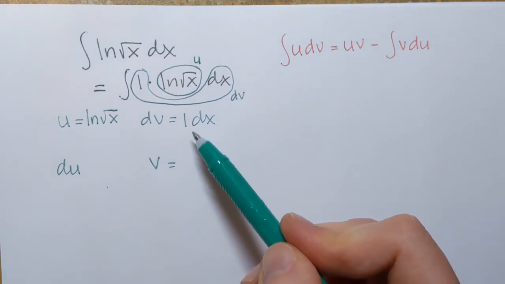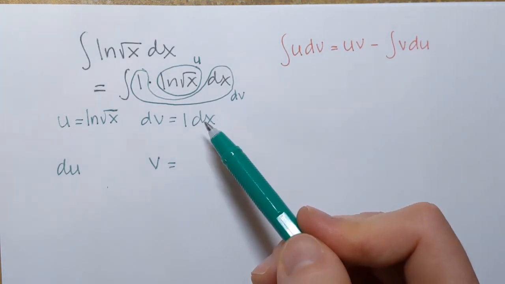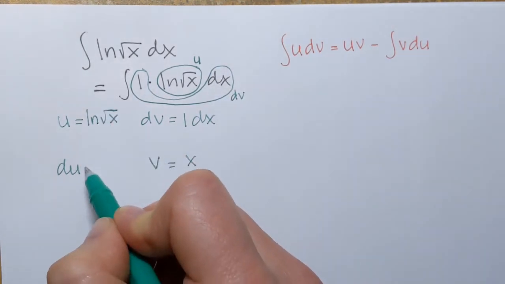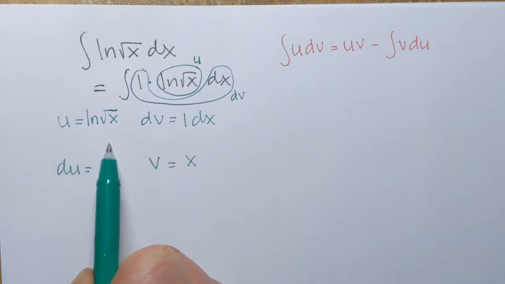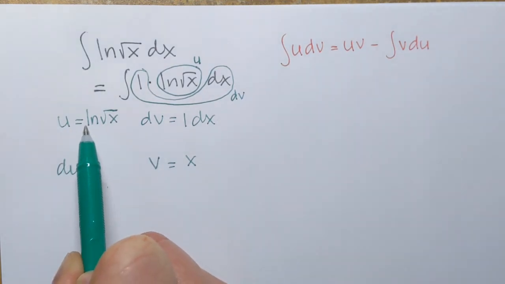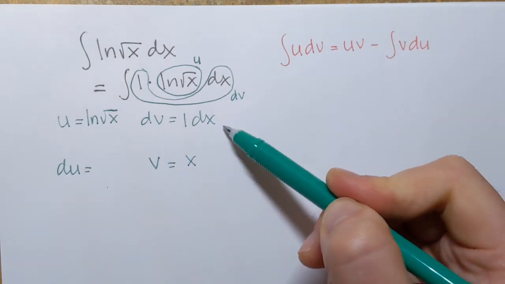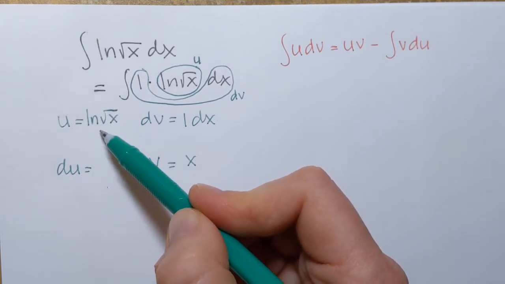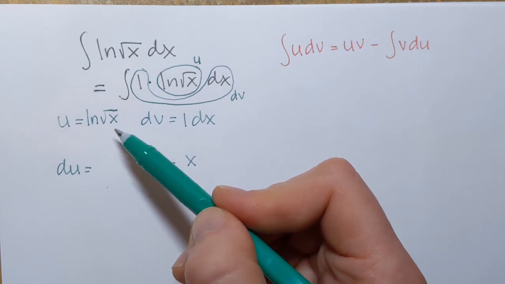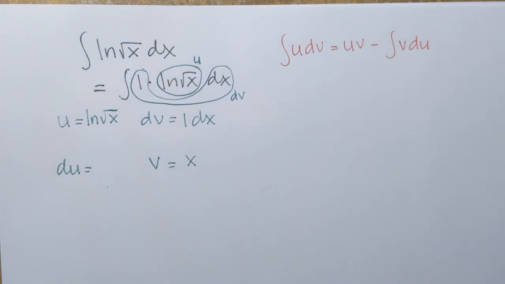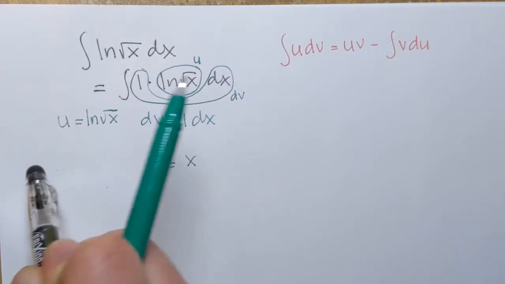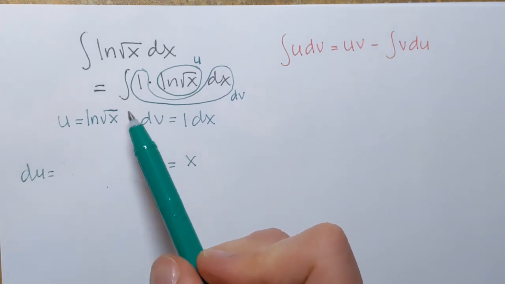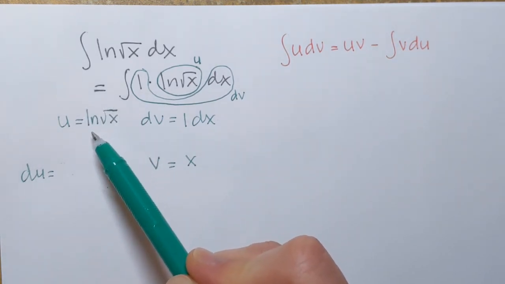Integrating that, I have no problem, right? What is the antiderivative of 1? It's simply x. So that's how we obtain v. And then on this side, if u is ln of square root of x, what is du? This way we need to find the derivative, differentiate here, and then integrate there. Now, how do we find the derivative of ln of square root of x? We can see that it's a composition of two functions, so we have to apply the chain rule. Let's try it. I'll make a bit more space to write du. Chain rule: first we have to find the derivative of the outer function, which is ln.